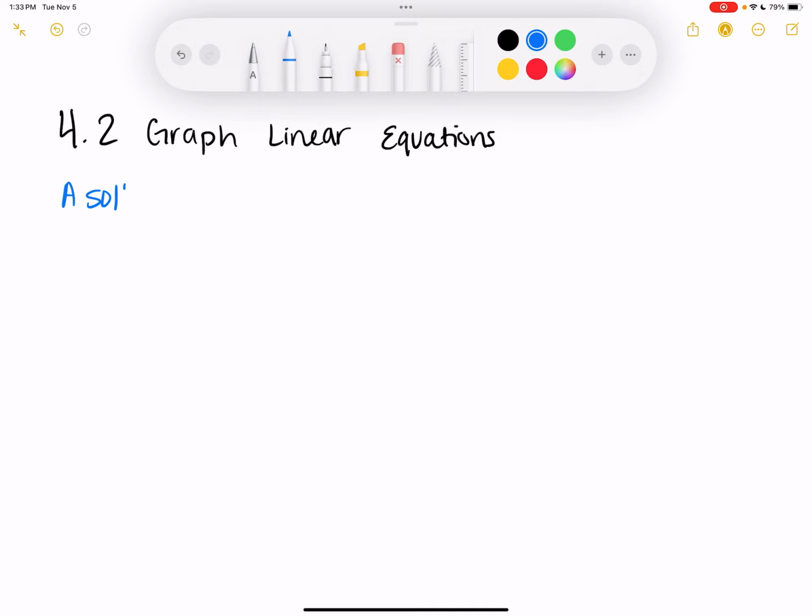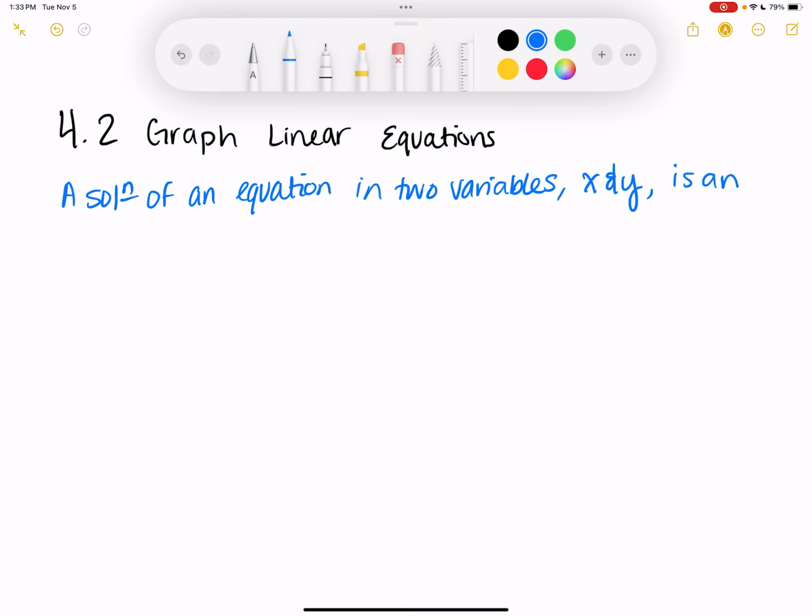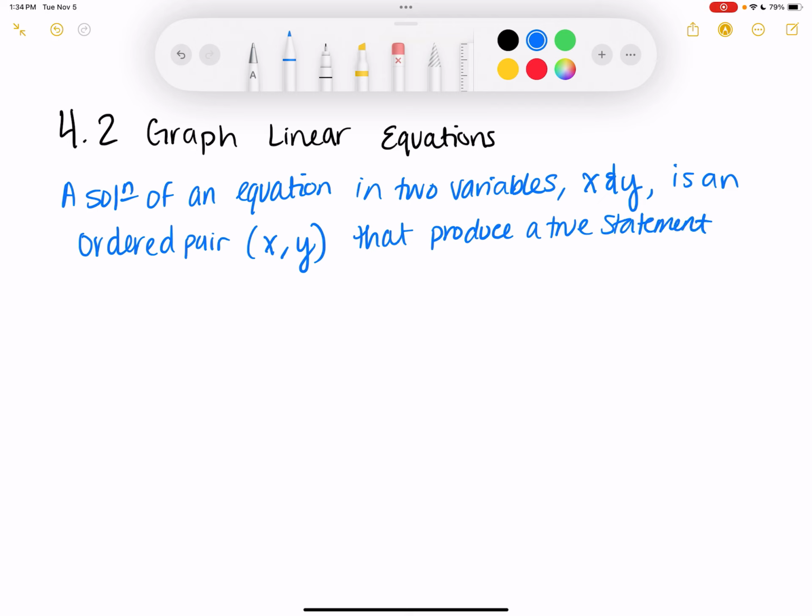A solution of an equation in two variables would be x and y, and it is an ordered pair x, y, which is what we talked about yesterday, the ordered pairs that produce a true statement when plugged in for their respective variables.